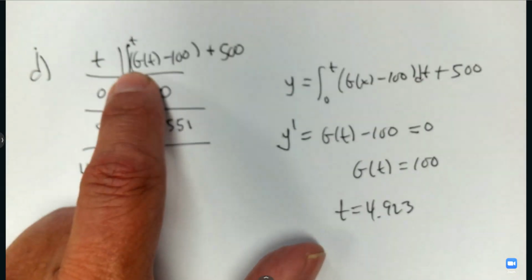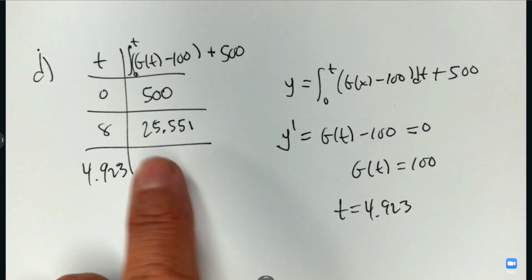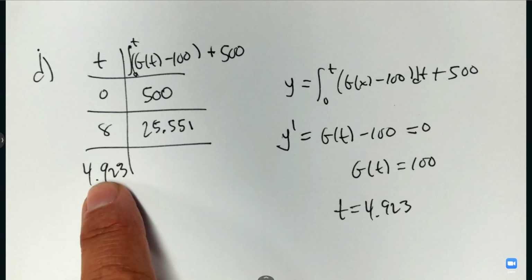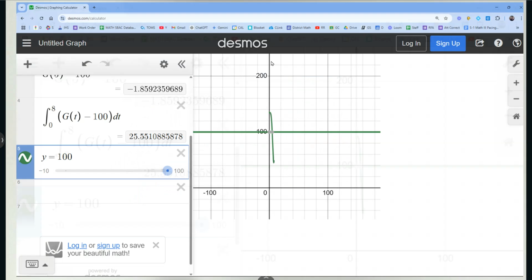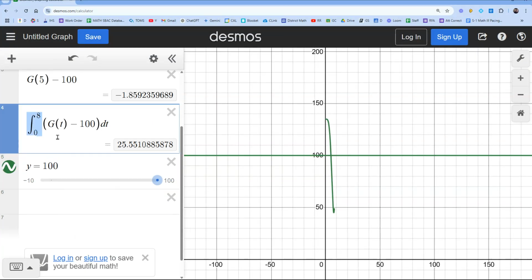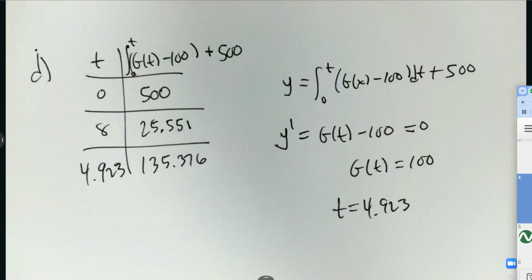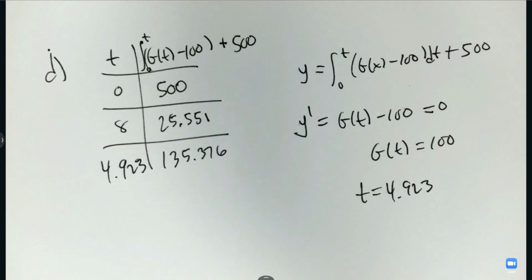Then I'm going to plug that into here to see how much gravel there is at that time. So back to the screen again. Now I'm not going to retype it in. I'm going to change this 8 up here. I'm going to change it to 4.923. And it's 135.376. Then I'm going to read the question again carefully to make sure I answer it correctly.